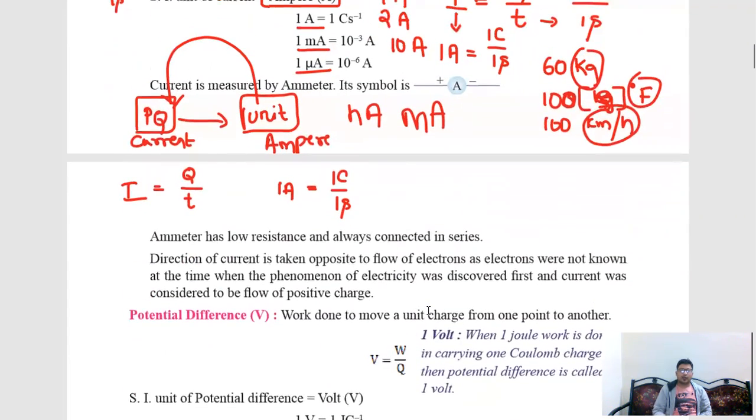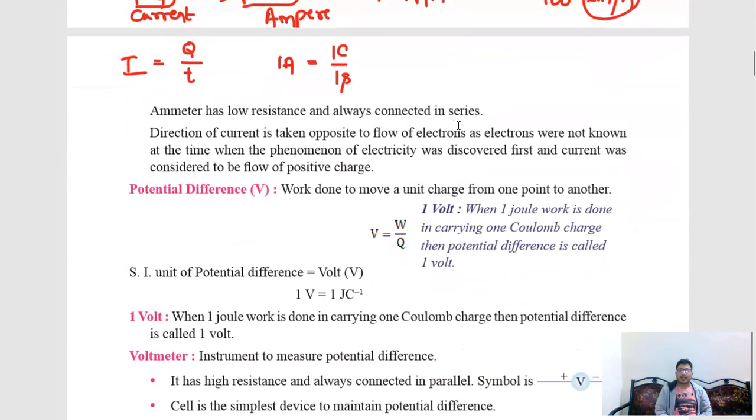And I told you current you can measure. Current can be measured by using a device called an ammeter. Always that ammeter should be connected in series, because it has very low resistance. If you connect it in parallel, the coil cannot tolerate it. So always the ammeter should be connected in series.